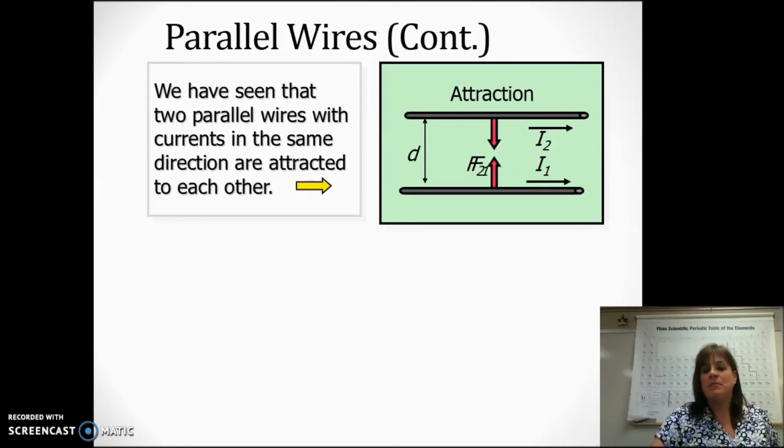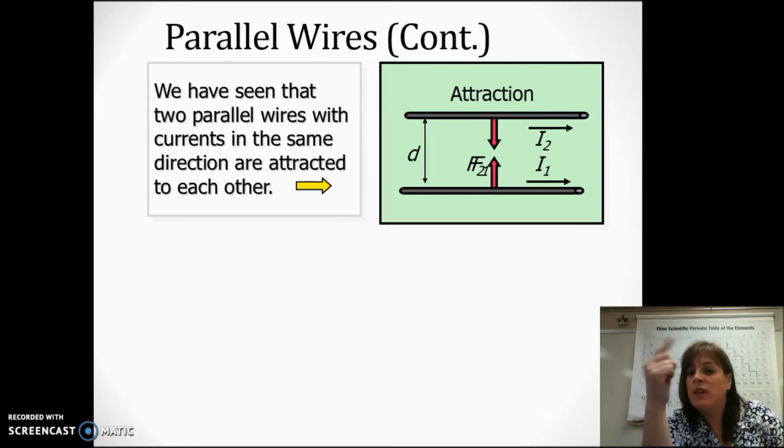And in fact, if you're not good at the right-hand rule, you might want to remember this. If you have parallel wires with current running in the same direction, they exert attractive forces on each other because the forces, one's up and one's down.